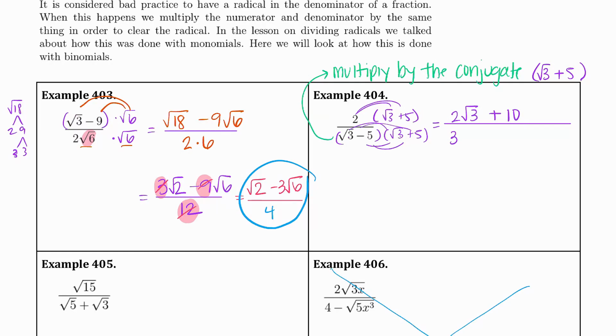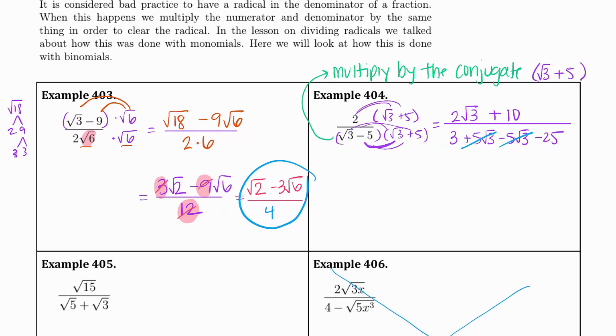Square root 3 times 5, which is 5 square root 3. And we've got a negative 5 we're distributing. Negative 5 square root 3 is minus 5 square root 3. Negative 5 times 5 is negative 25. Okay, so the reason this helps us is it gives us a plus 5 square root 3 minus 5 square root 3.